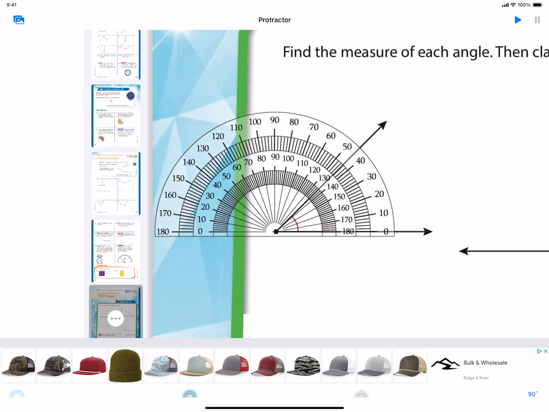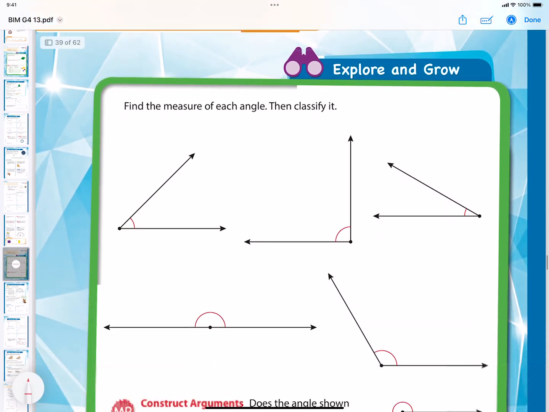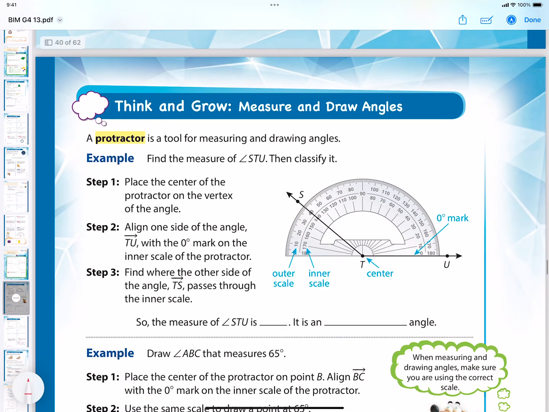I placed it. I'm sure I asked you to watch the video before you start this lesson, so please make sure you know how to use this protractor and you are going to practice with me. Those who are not sure, if you want to read it, please move on to the second page here. It has steps 1, 2, 3.